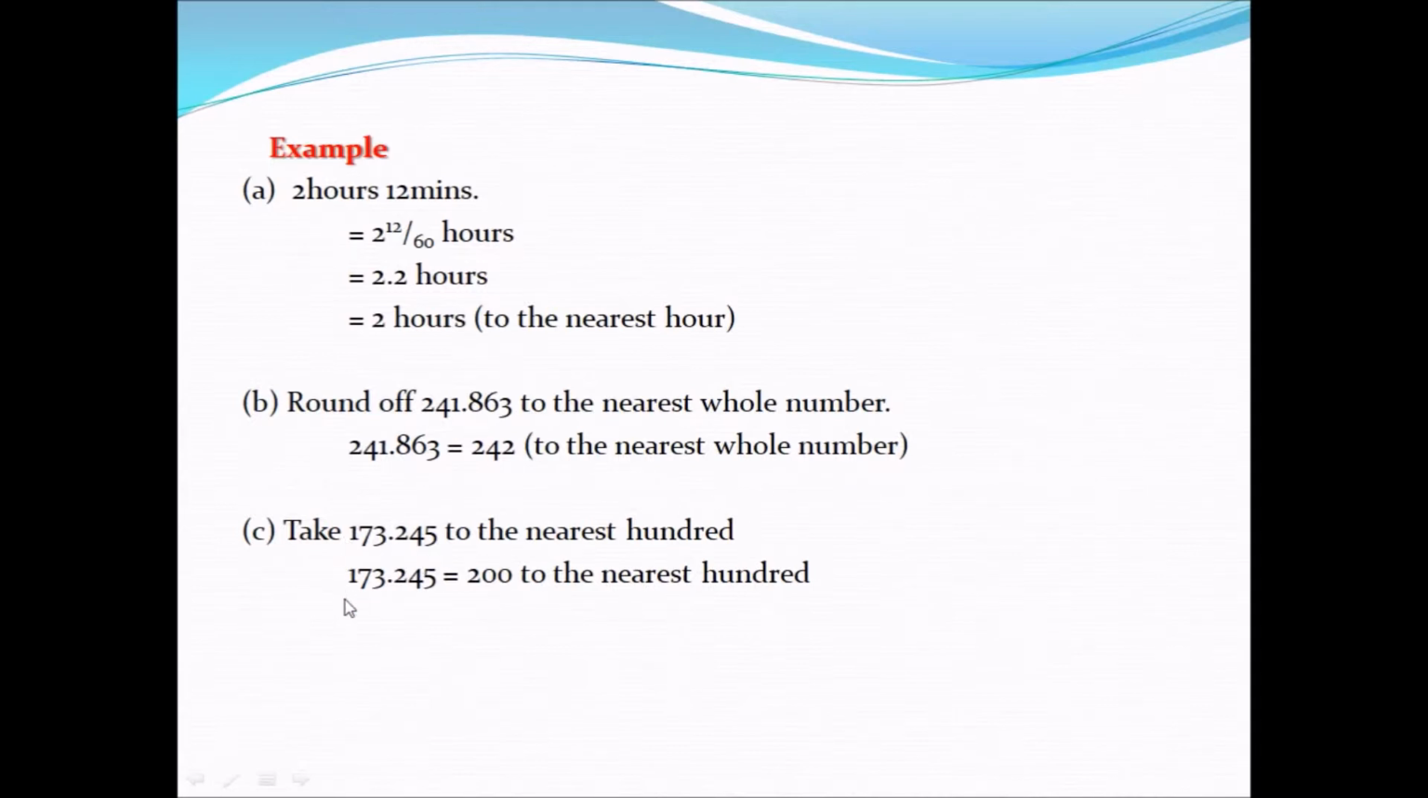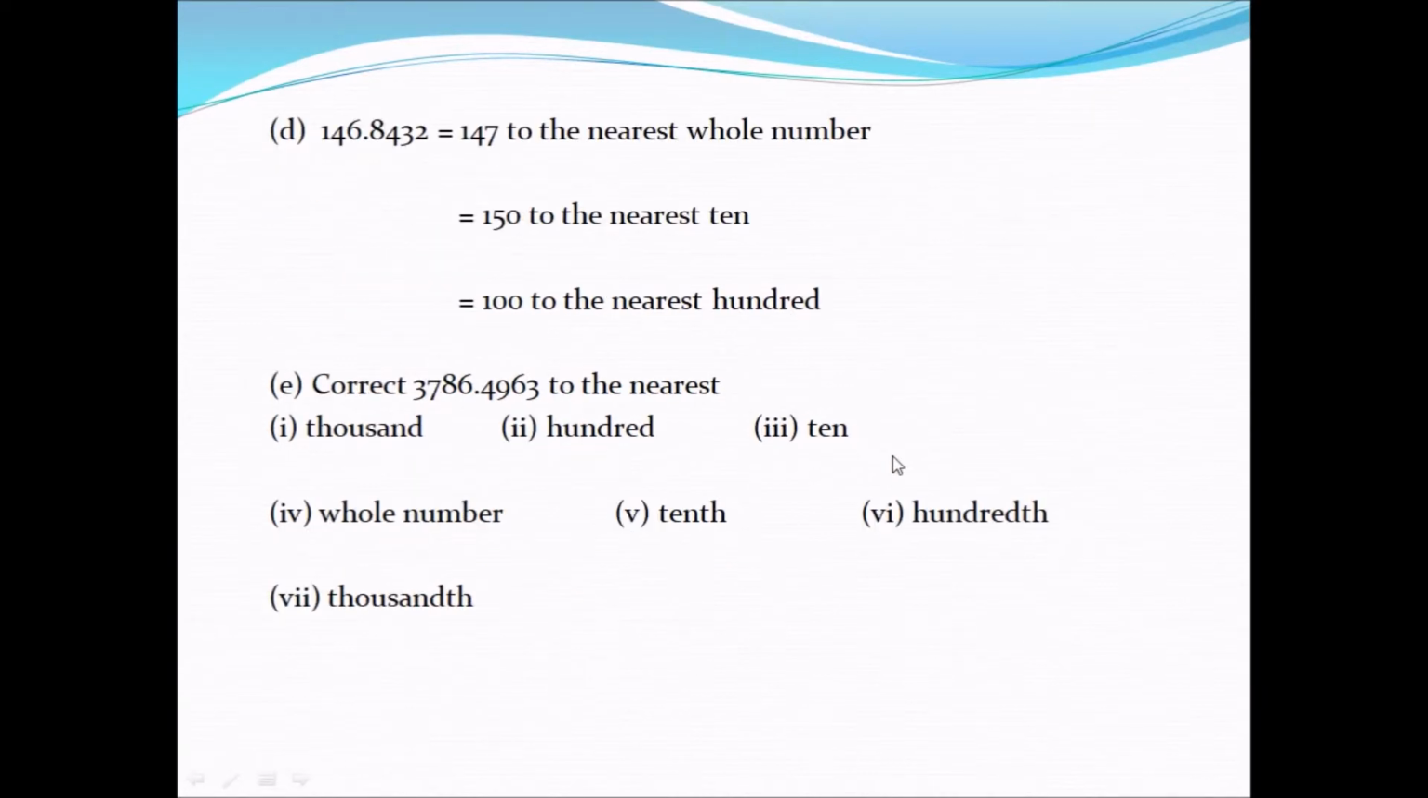Now let's take example number 3. Take 173.245 to the nearest 100. So what is the nearest 100? This is 173. So 173 is nearer to 100 or 200, but 73, is it closer to 50? It is more than 50. So that's why we call this 200, and that's why this to the nearest hundred is 200.